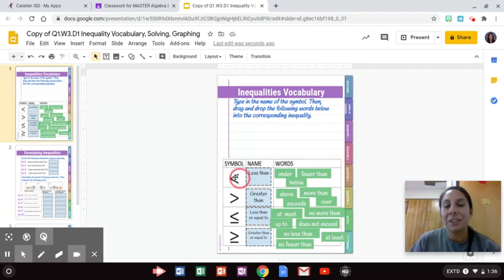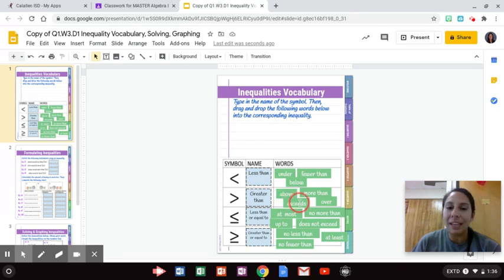Okay, so in our less than section, you should have placed under, below, and fewer than in that section. The next one, greater than, should have above, exceeds, more than, and over. Less than or equal to is at most, up to, no more than, does not exceed. And greater than or equal to will have no less than, no fewer than, and at least.